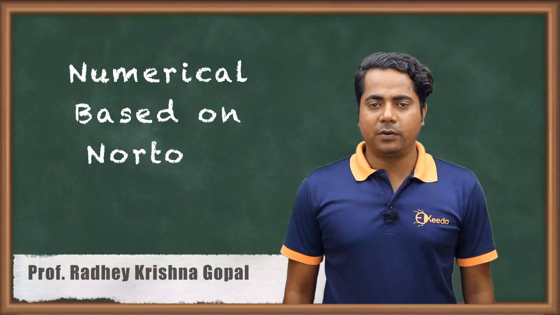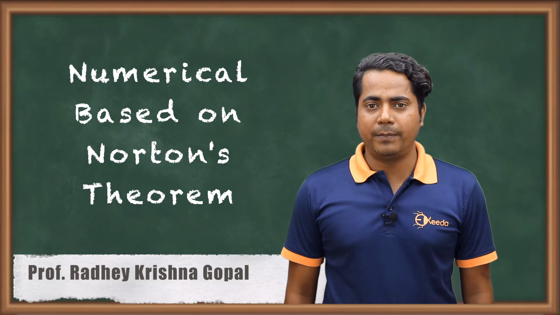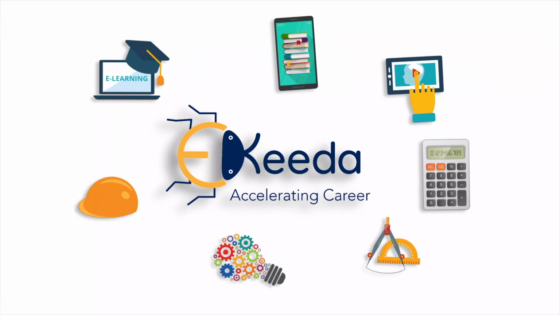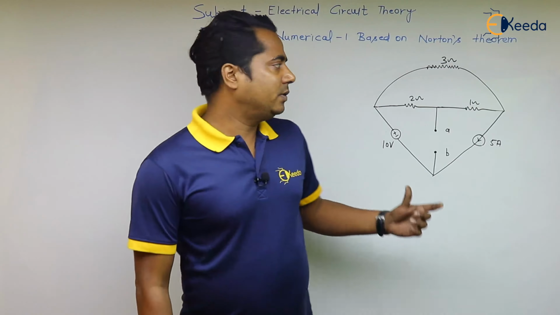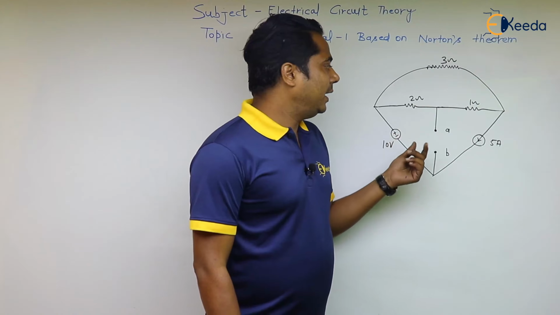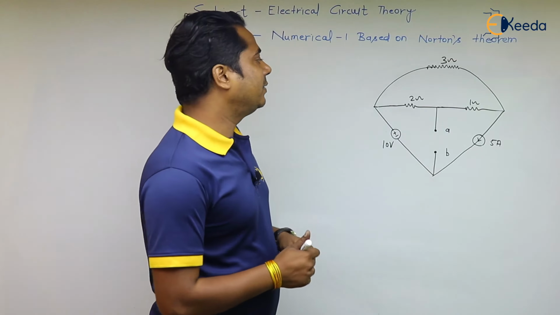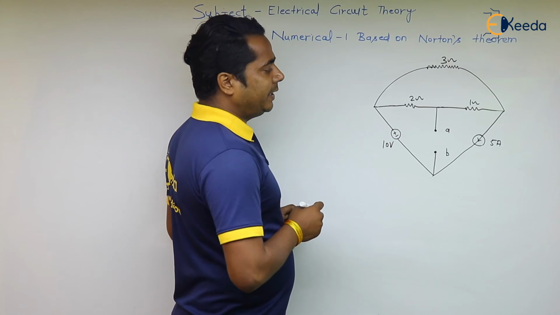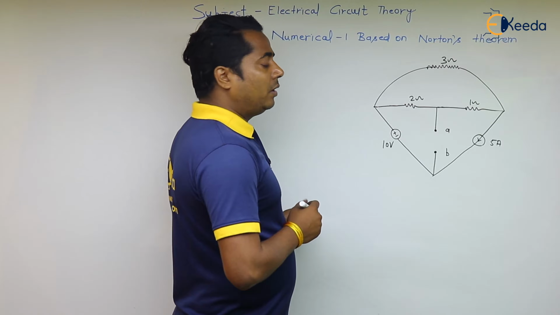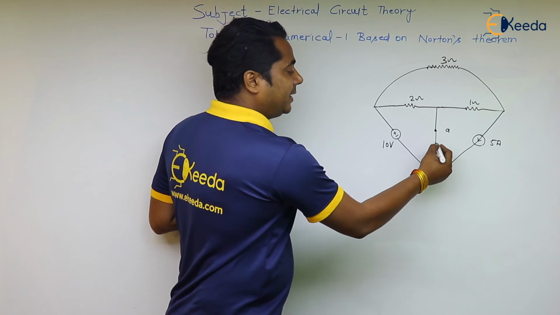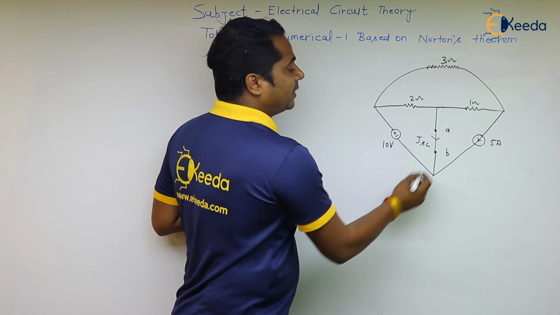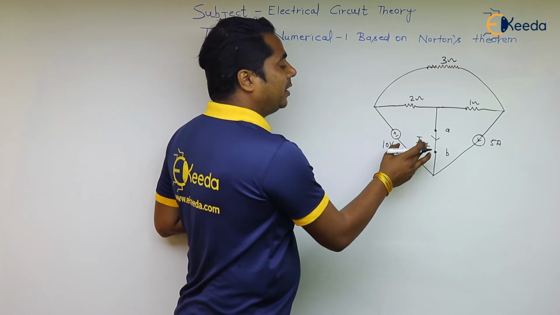Hello friends, we are going to solve numerical number 1 based on Norton's theorem. In this circuit, find out the value of short circuit current through A and B. So we will short circuit the terminals A and B and name it ISC, and we have to calculate this ISC value.